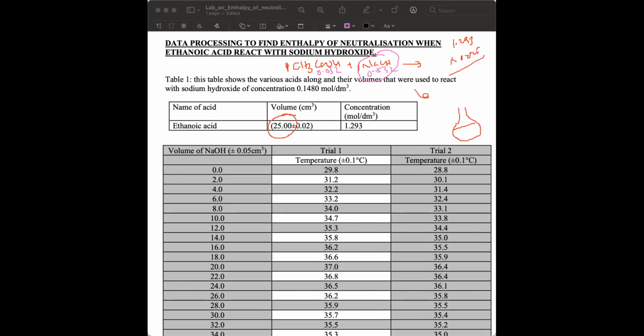That means after adding this many moles, the temperature should start going down. And the temperature starts going down somewhere here, at 37, right? That means after adding 20. And what is the concentration of NaOH? If I roughly take 20 centimeter cube and 0.1480, this is where the reaction got over after adding this much NaOH. Now find out the number of moles of NaOH added: 0.1480 moles concentration and 0.020 volume.